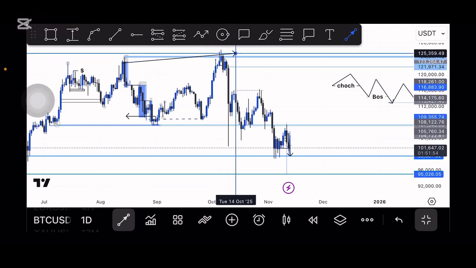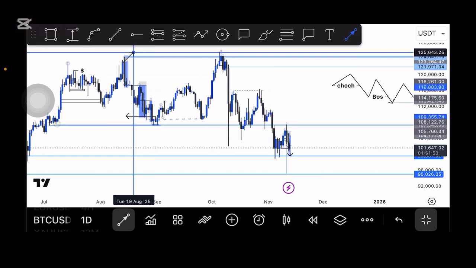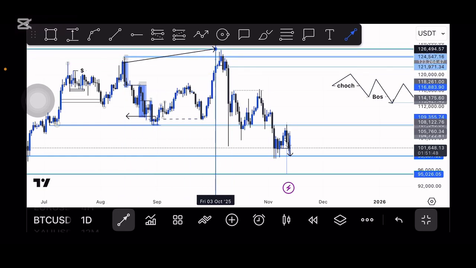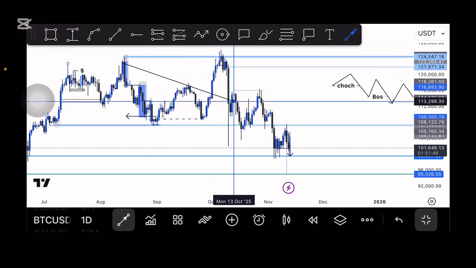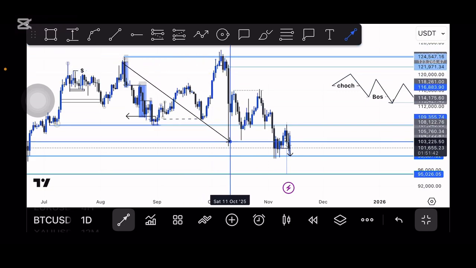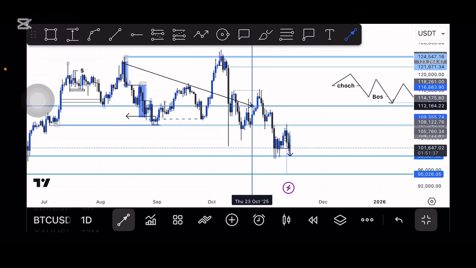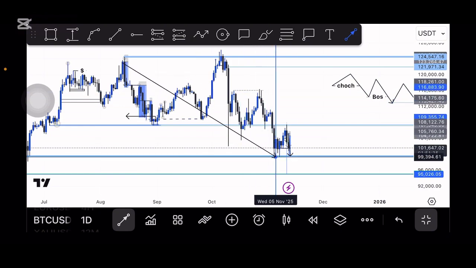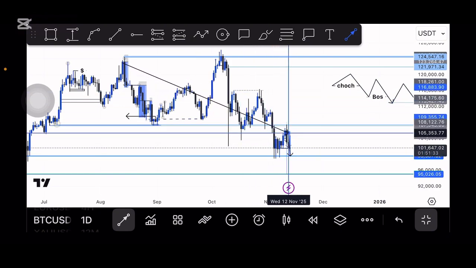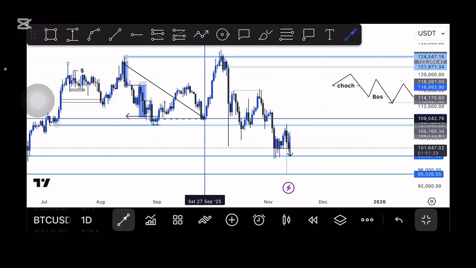Same thing happened here. It did not break this last structure with a full body candle, and then it started creating higher highs, higher lows, and higher highs. So now we know exactly what the market is doing on the daily time frame.